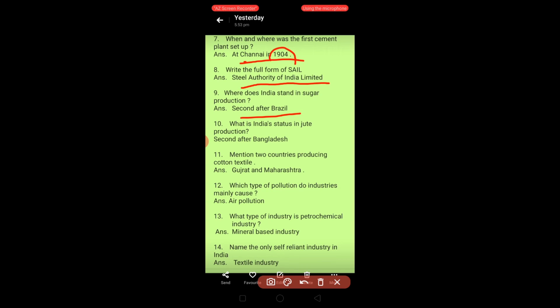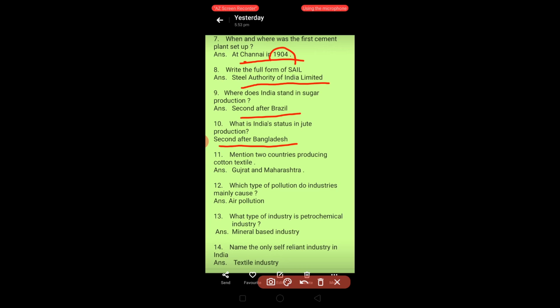What is India's status in jute production? Second after Bangladesh. So the first position is Bangladesh and the second is India.